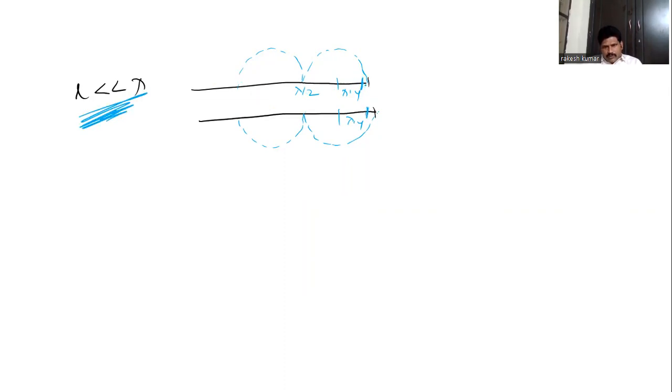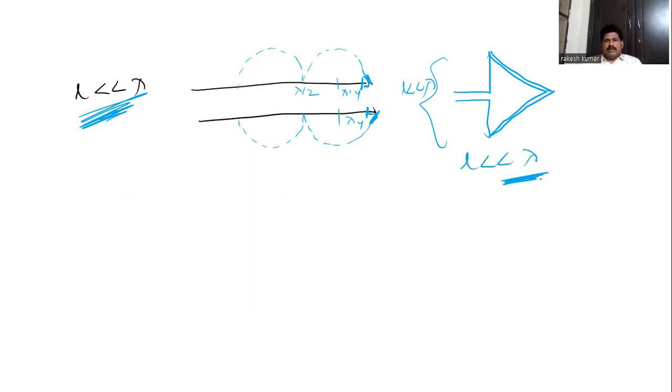Okay, so if I take the small portion in the top one and the bottom portion, and I bend that, then the total length L is much less than lambda. My radiation pattern looks like a triangle, because I only want to consider this portion. So this is for L much less than lambda.